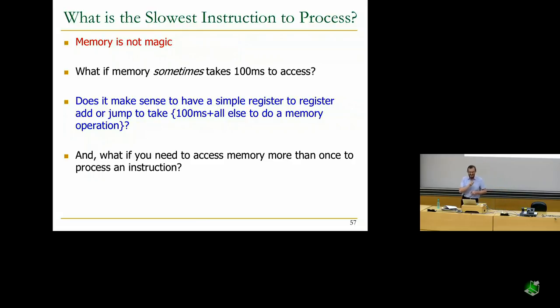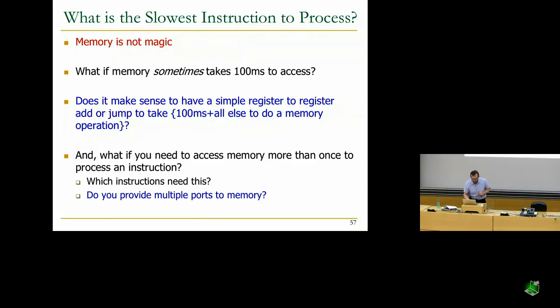But I tricked you, because I asked the question a particular way. A jump doesn't require memory access, but it requires a memory access to be fetched. So that's the trick part of the question. There's no instruction that does not require memory access. Every instruction needs to be fetched from memory, which means that every instruction needs to access memory. And if your memory takes sometimes 100 milliseconds, that's too bad, right?